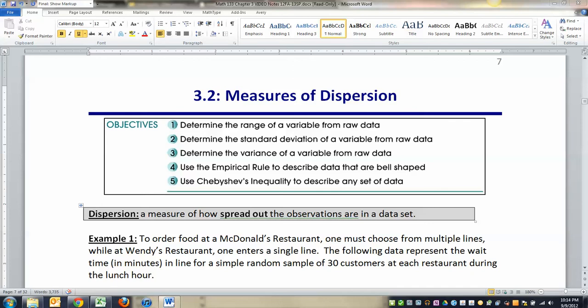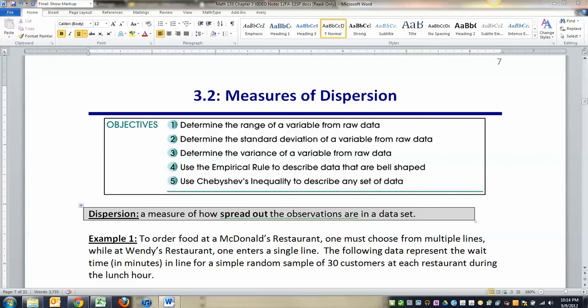So we're going to continue our notes for Chapter 3. This time we're in Section 3.2, which is Measures of Dispersion. Now, what the heck is dispersion? Well, dispersion is a fancy way of saying how spread out something is. The more dispersed it is, the more spread out it is, right?